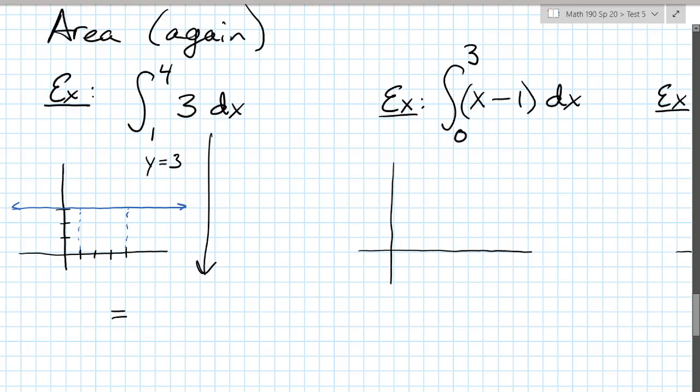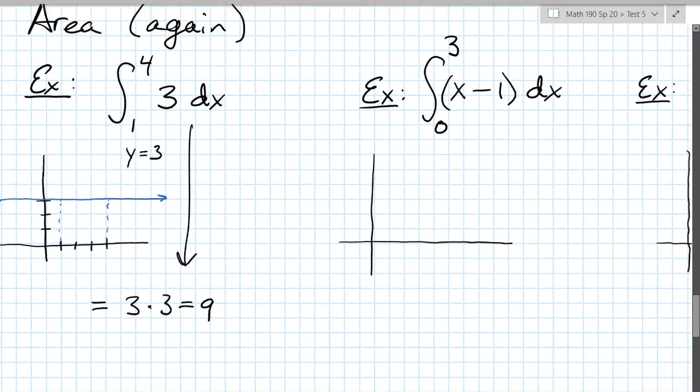This is a rectangle with a base of 3 and a height of 3, so the area is 9. And that's a lot shorter than the limit of the sum. Let's look at the next one.